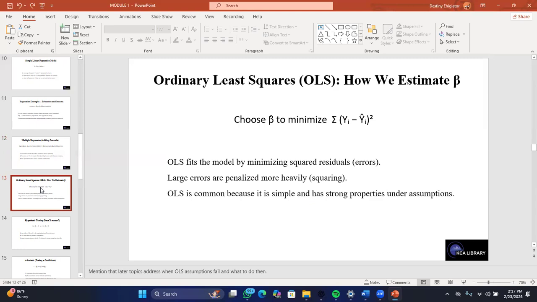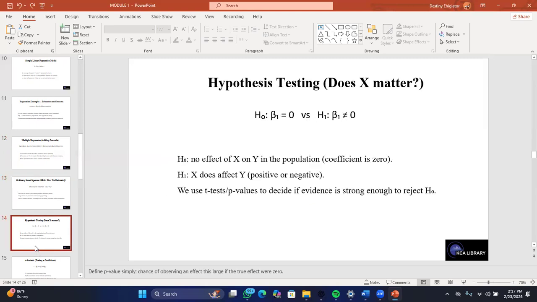This is the structure. OLS fits the model by minimizing squared residuals, that is, errors. Then large errors are penalized more heavily. OLS is common because it is simple and has strong properties under assumptions. Let's look at hypothesis testing.